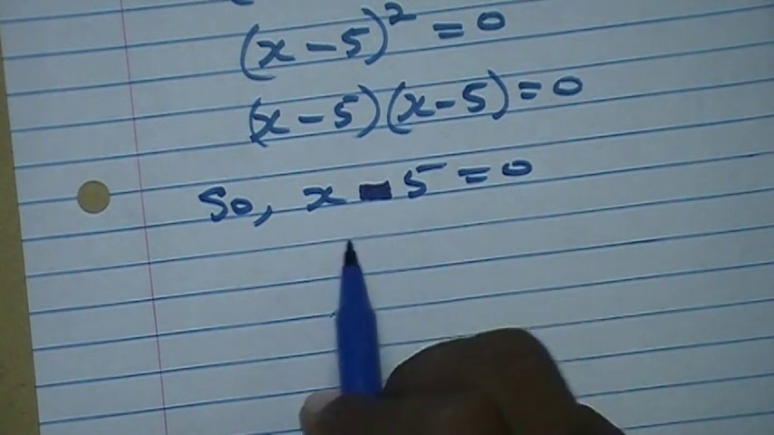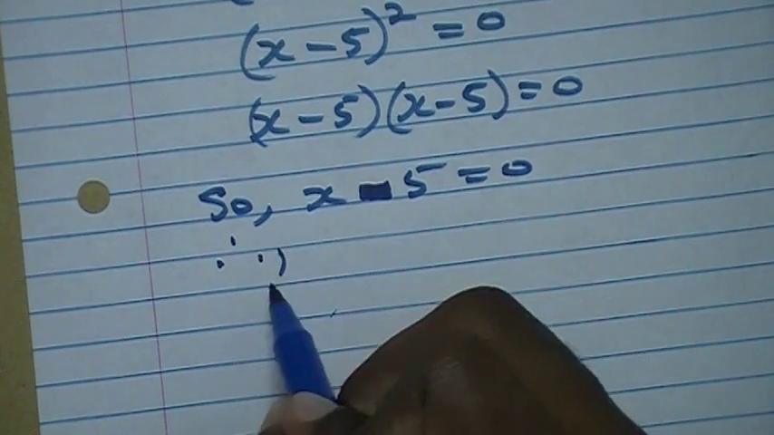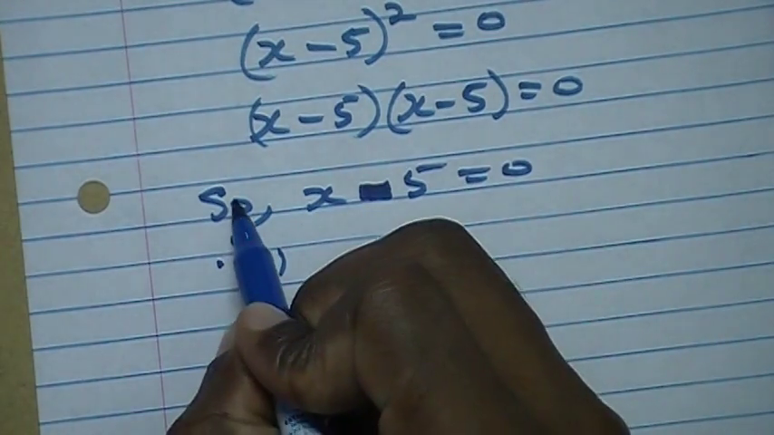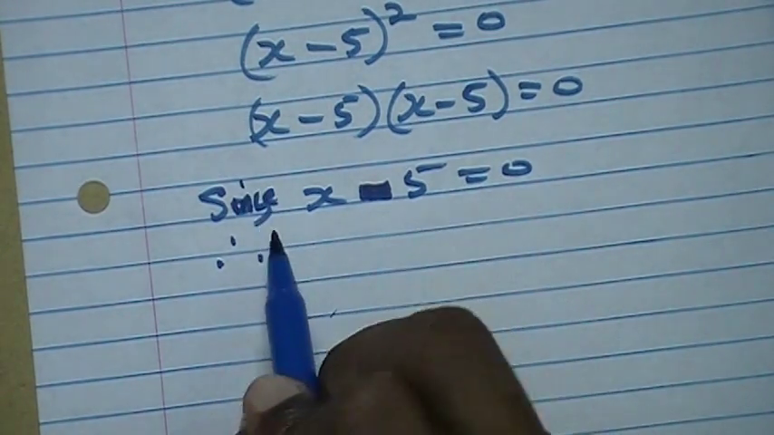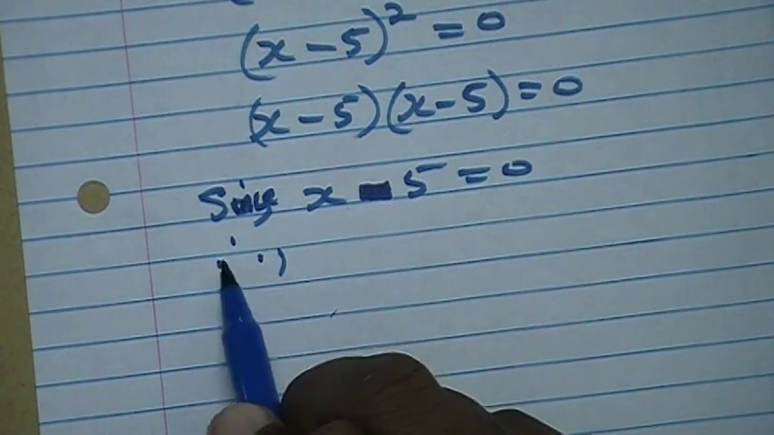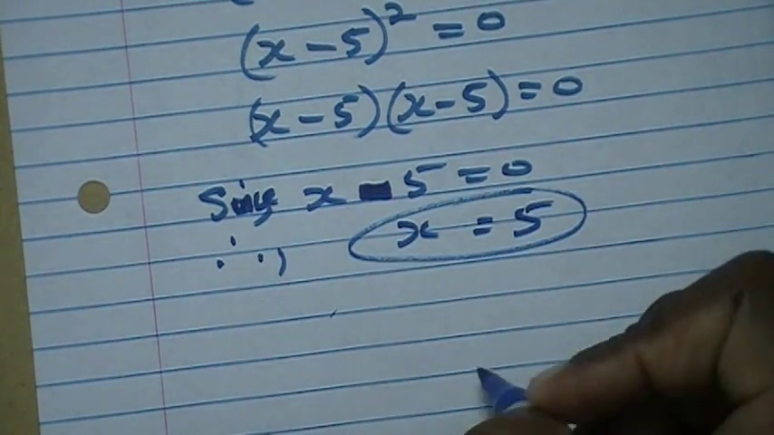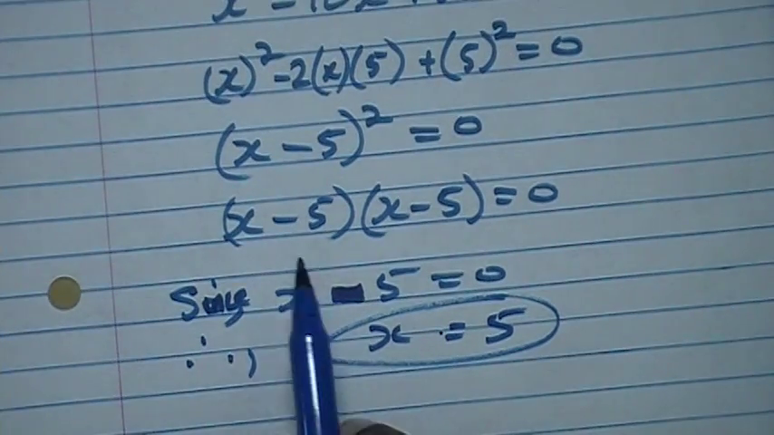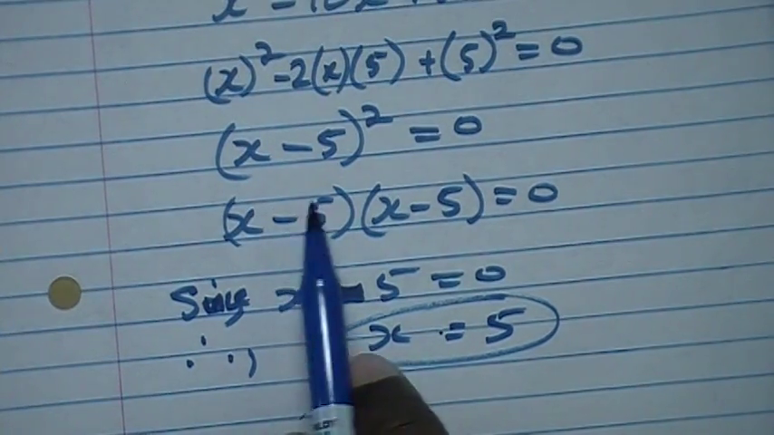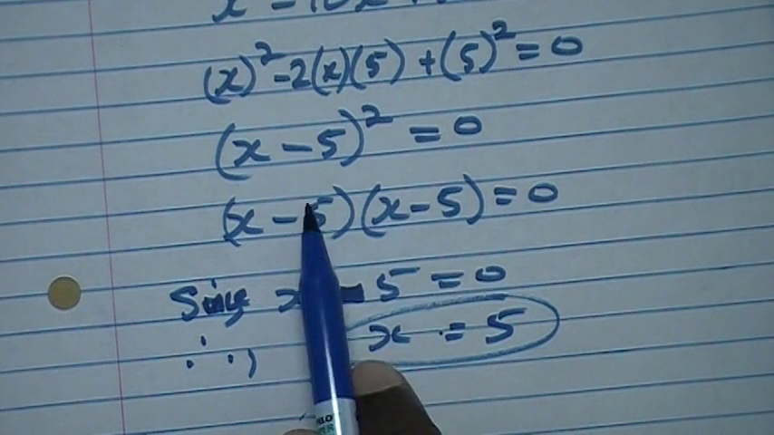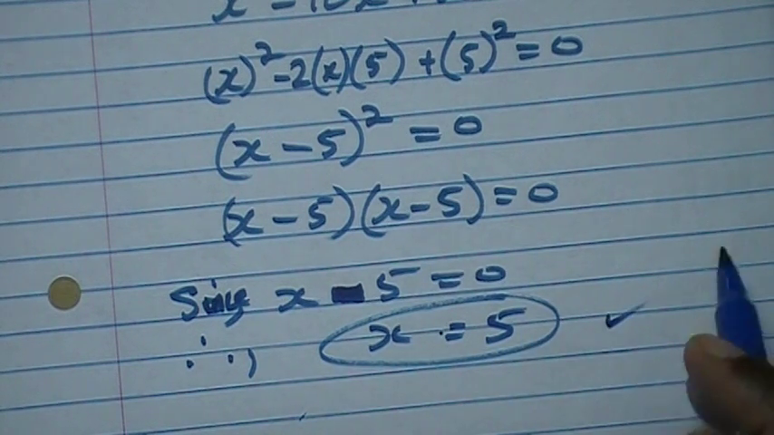X minus 5 equals 0, and therefore, since x minus 5 equals 0, therefore x equals 5. We only have one solution. Put 5 here, it becomes 0. Put 5 here, it becomes 0. 0 times 0 is 0. That's a perfect square.